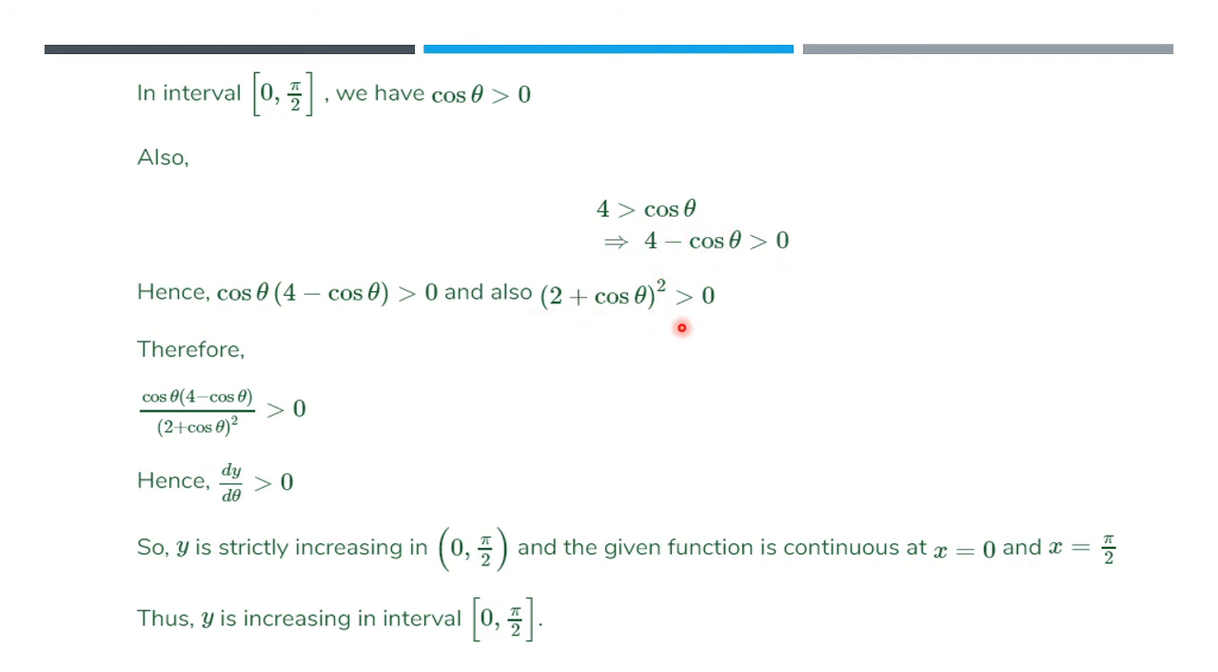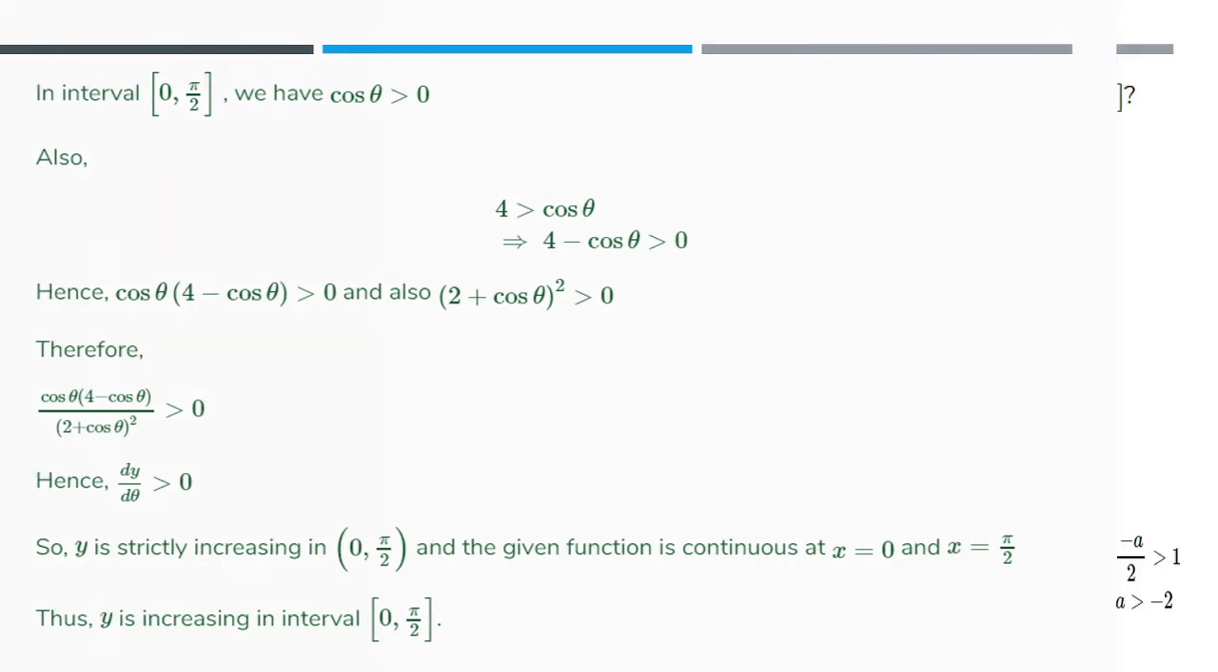This is anyways a whole square, so greater than 0. So we can say this entire thing is greater than 0. dy by d theta is greater than 0. If it is greater than 0, it means it is strictly increasing.